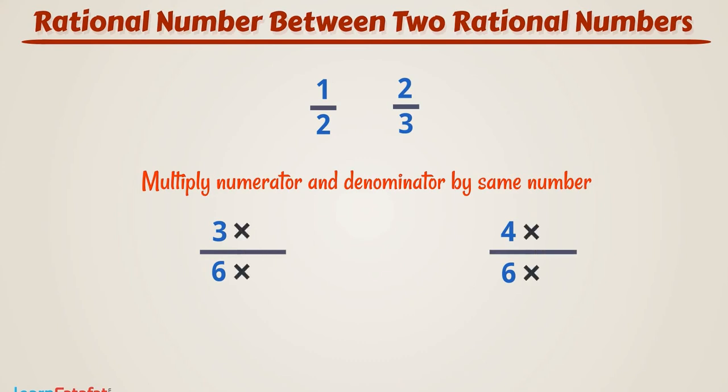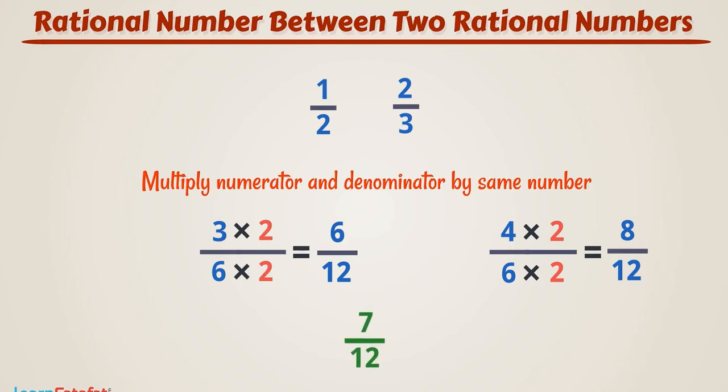Let's multiply this rational number by 2. So we get 6 by 12 and 8 by 12. It is clear that there exists a rational number 7 by 12 between 6 by 12 and 8 by 12. Just now we found a rational number between given rational numbers. In practice, we can multiply by any number to find more rational numbers.